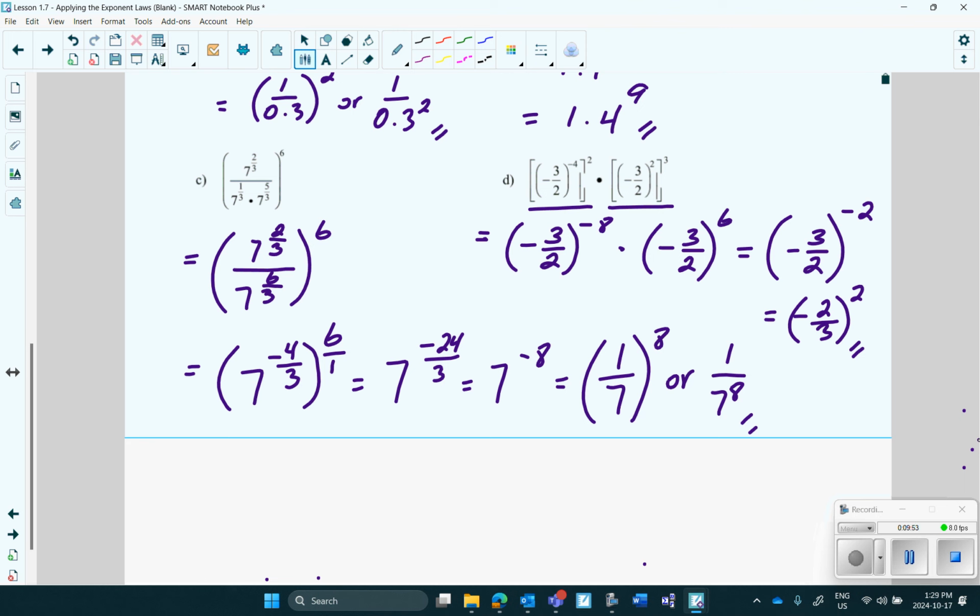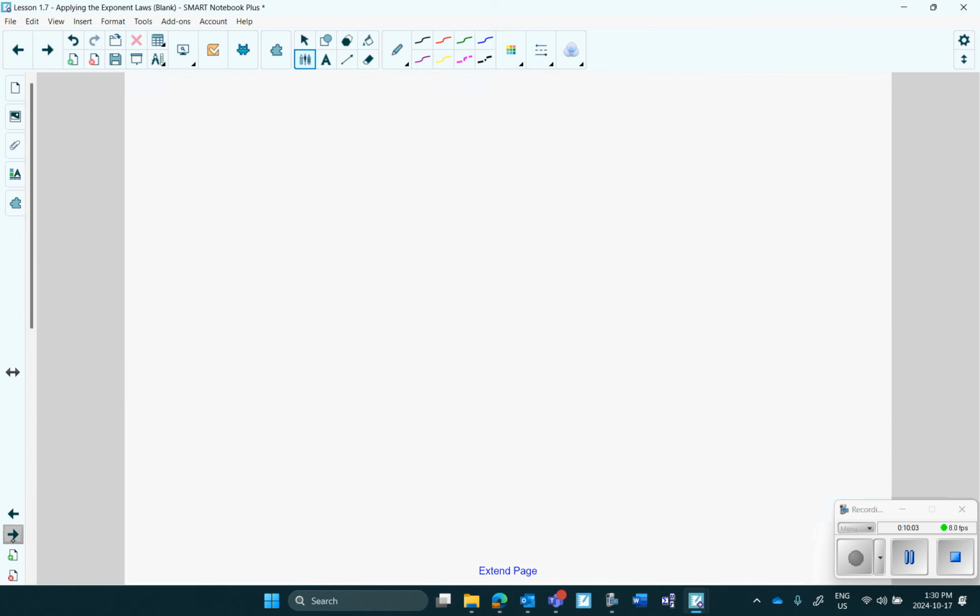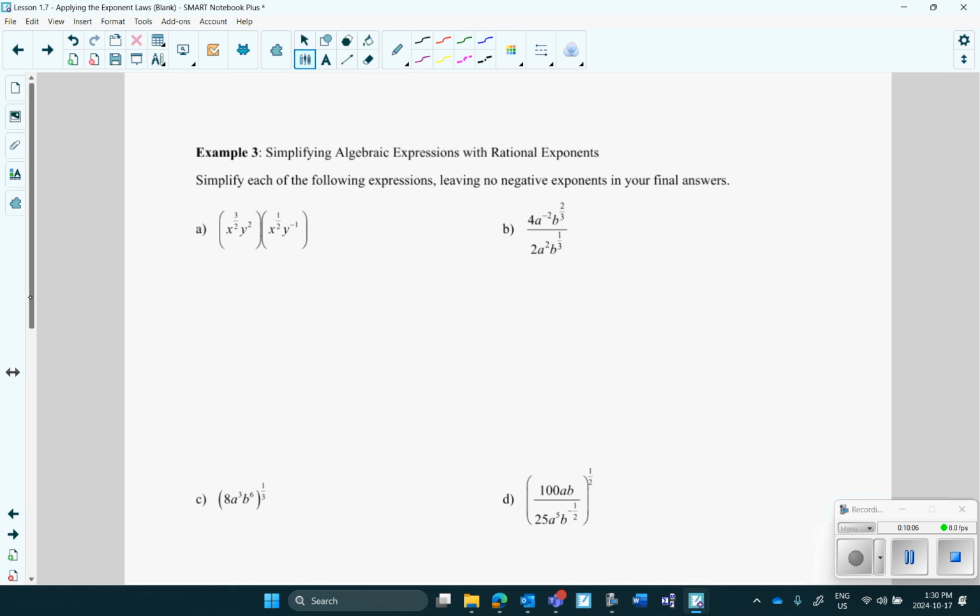The next questions are very similar, but instead of numbers as bases, we're going to have variables. That's okay. Nothing changes. No rules change. I'm going to do A together, and then I want you to try B on your own, or with somebody else. So I have to multiply the x's, right? What do I do with the exponents? To get, what's 3 over 2 plus 1 over 2?